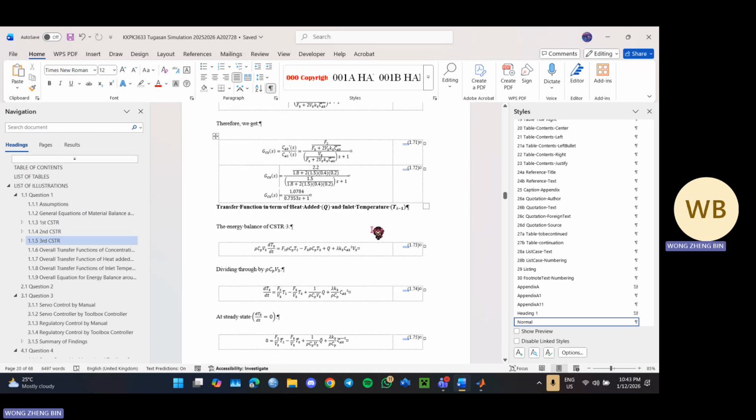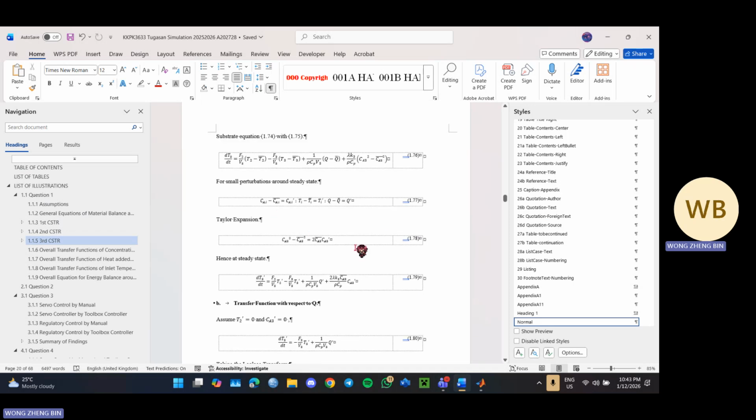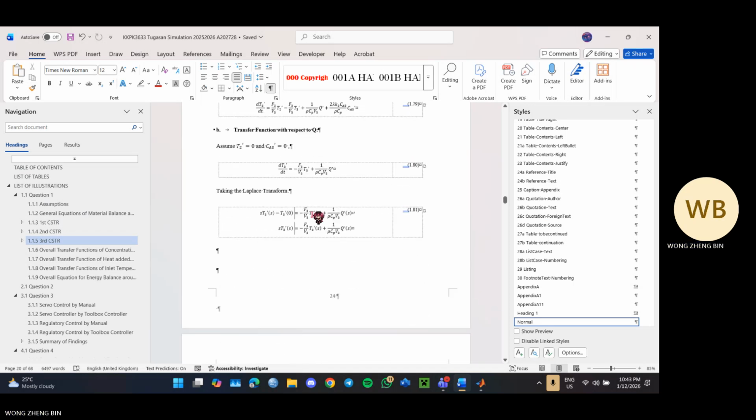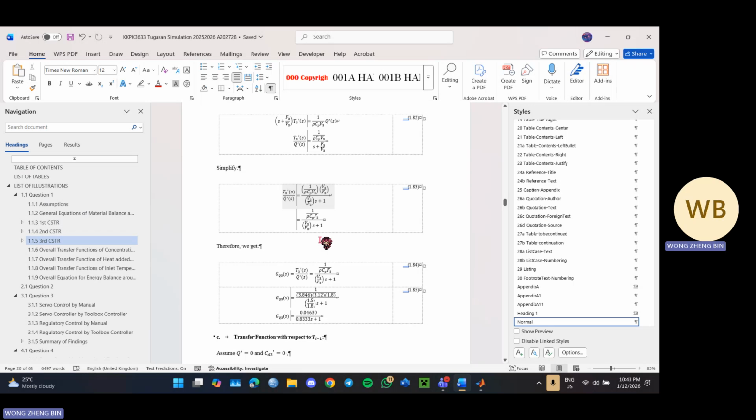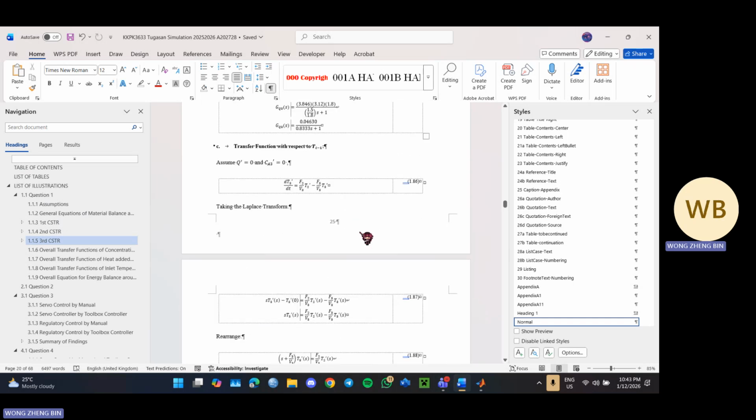And the transfer functions for Q and temperature for CSTR3 are also the same. We also need to perform Taylor expansion and linearization, and then substitute in the numbers, and we can get the transfer functions for Q3 and T3.